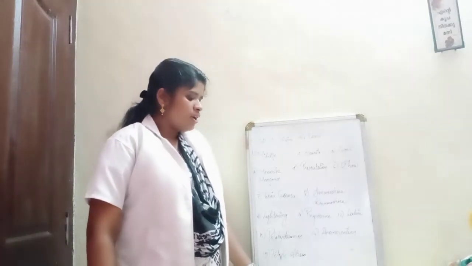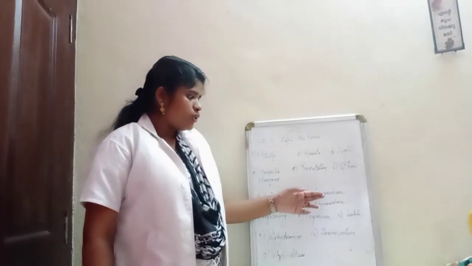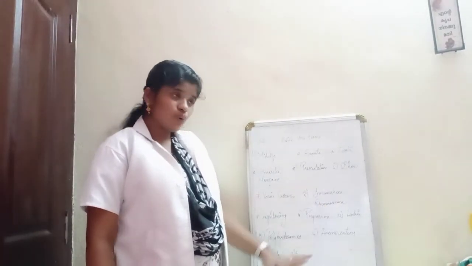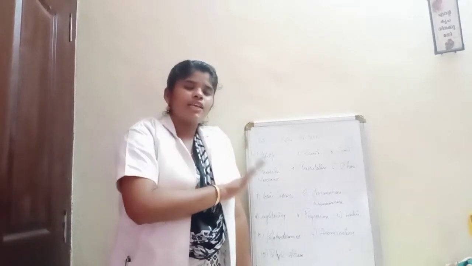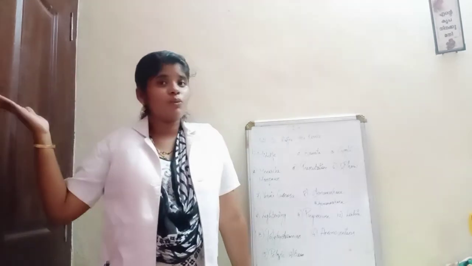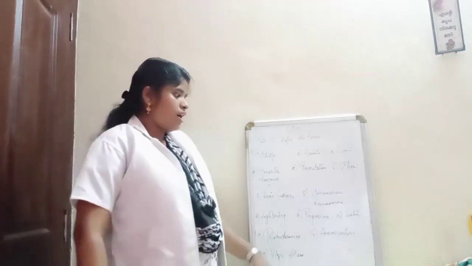The next one is amenorrhea and dysmenorrhea. Amenorrhea means absence of the menstrual cycle. Before menarche, it is amenorrhea. After menopause, it is also amenorrhea.